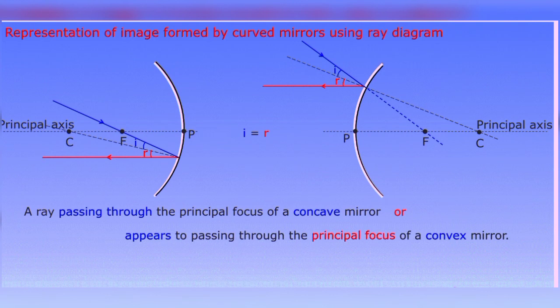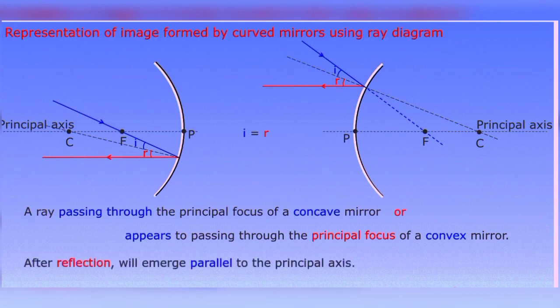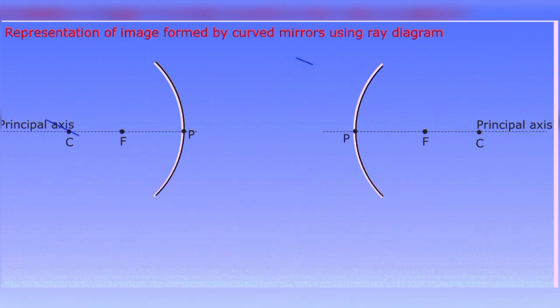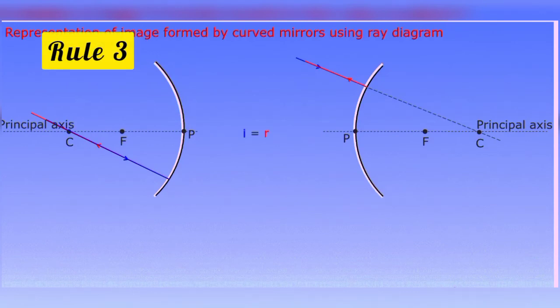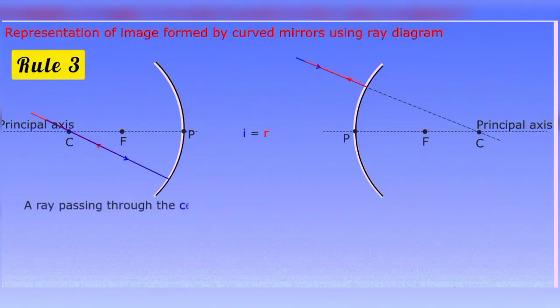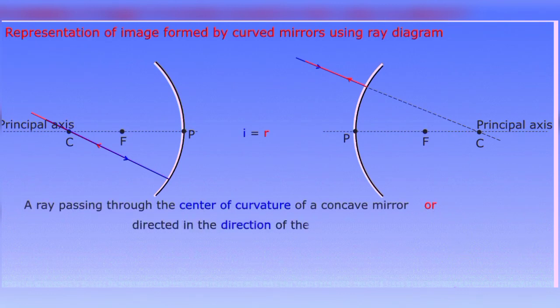principal axis after reflection. Third rule is a ray passing through the center of curvature of a convex mirror and concave mirror. After reflection, it is reflected back along the same path. That means the light ray retraces its path after reflection because the incident ray falls normal to the reflecting surface.